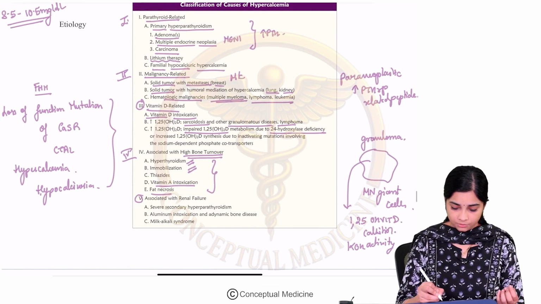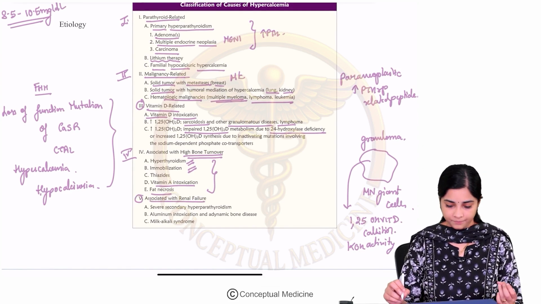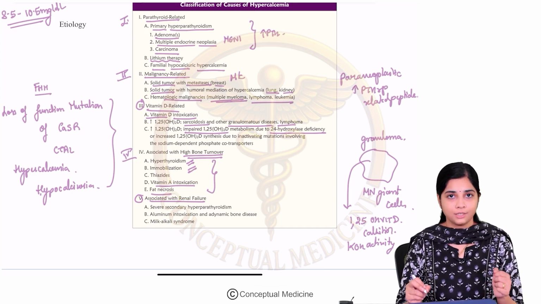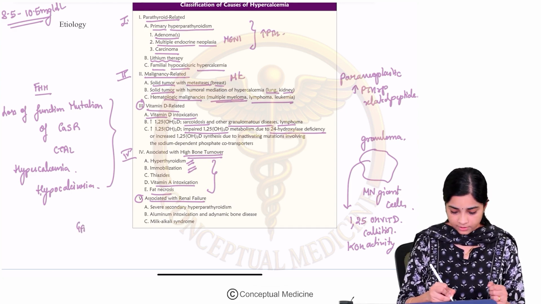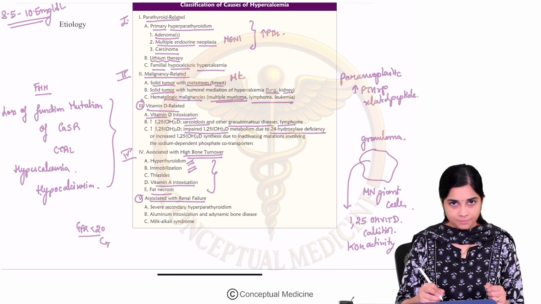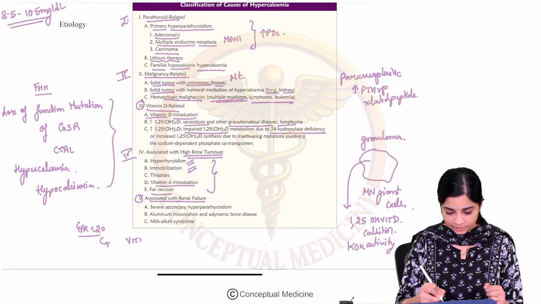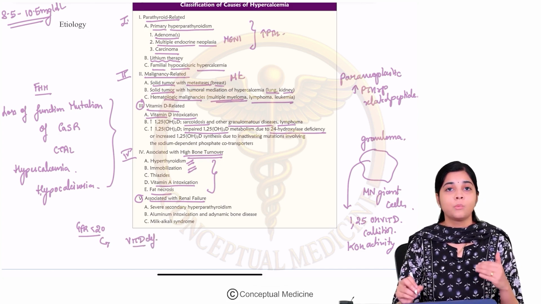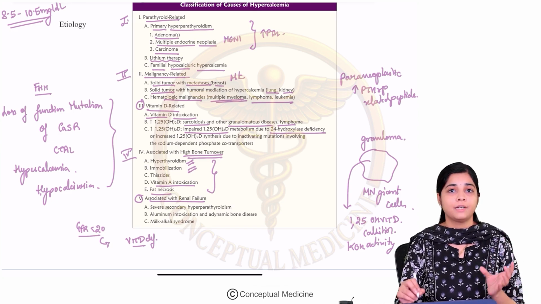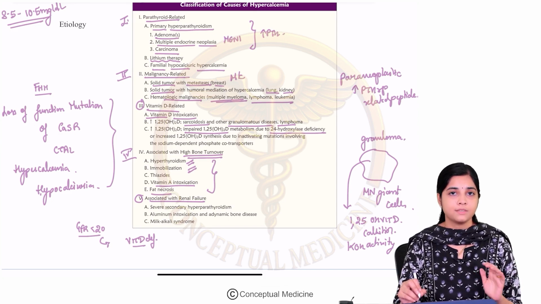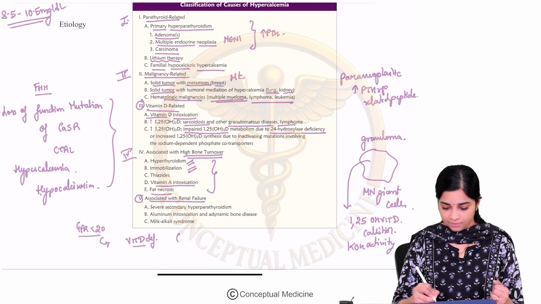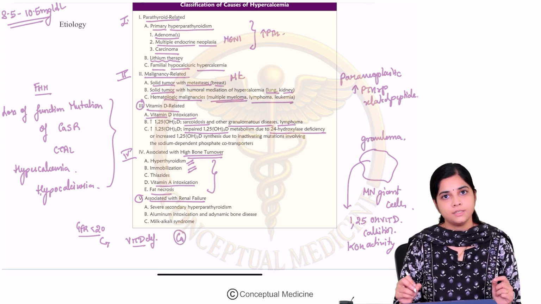Then lastly, we have those which are associated with renal failure, right? So in renal failure, what happens? We have already learned in our chapter of CKD, when the GFR falls to less than 20, what happens? There is already some vitamin D deficiency, because 1-alpha hydroxylase, which is required in vitamin D activation, is not working because of your kidney problem. So there is some amount of hypocalcemia in the initial stages.